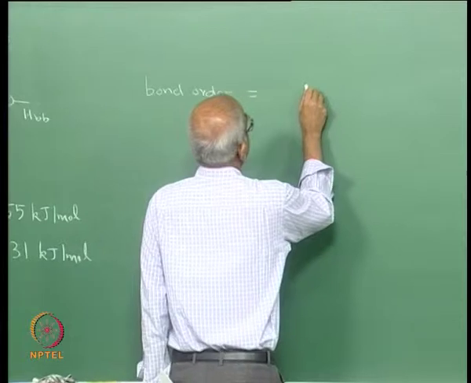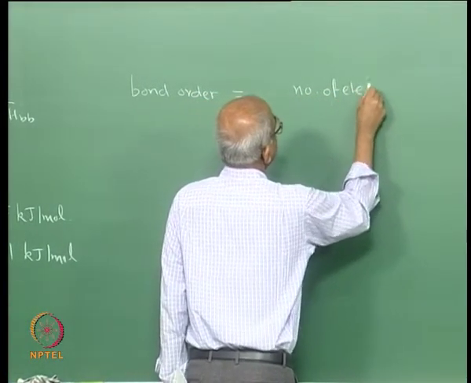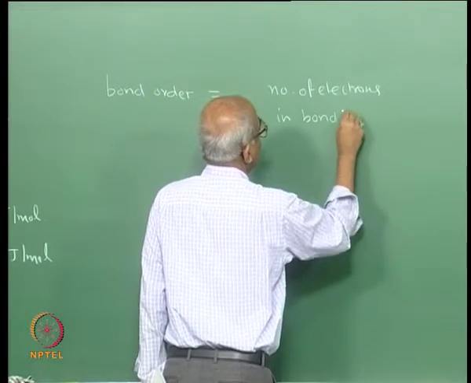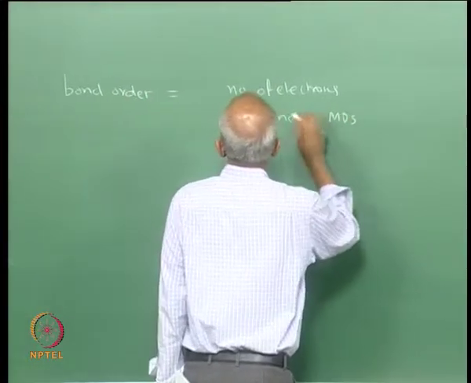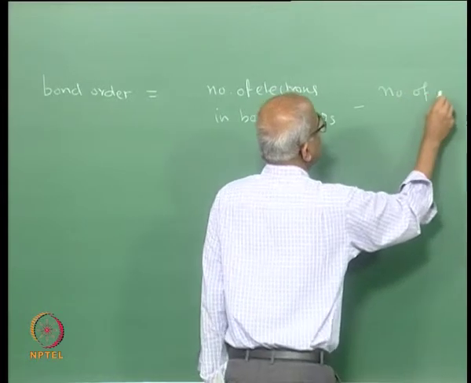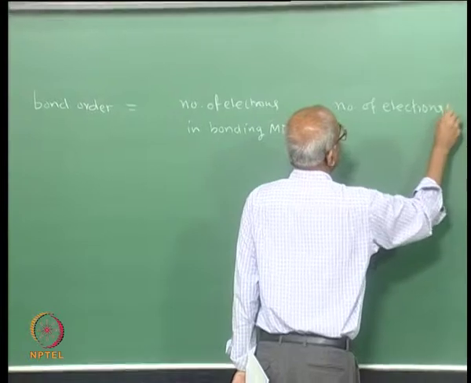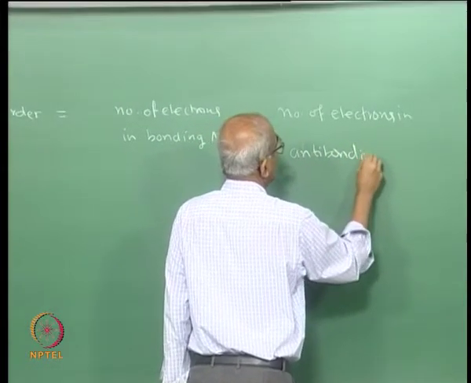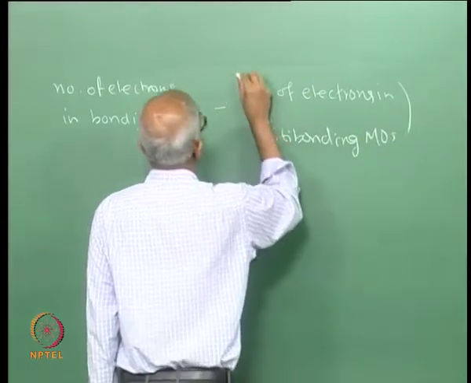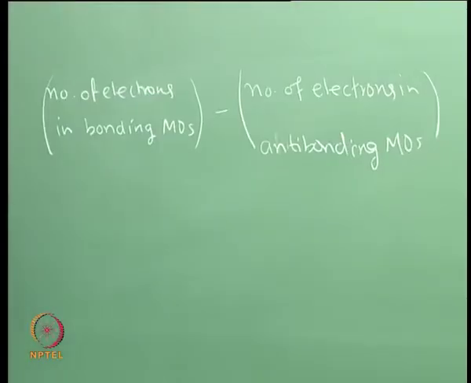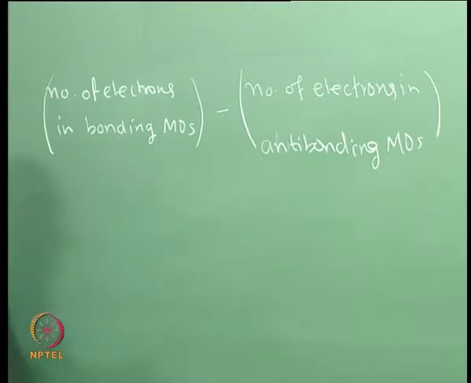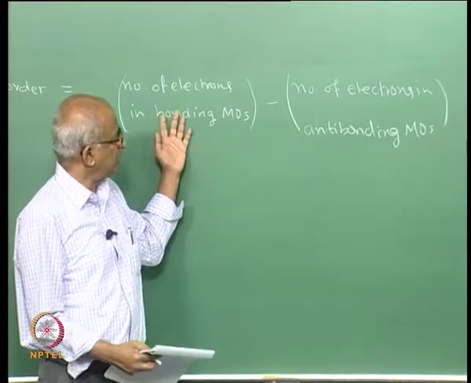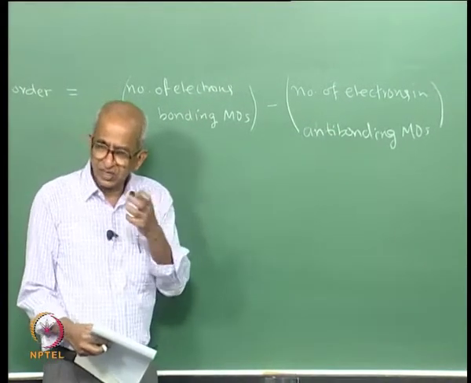So, what I am going to say is, the number of electrons in bonding molecular orbitals, minus the number of electrons in antibonding molecular orbitals. This is only natural. If you add electrons to bonding molecular orbitals, that will stabilize the system, while if you add electrons to antibonding molecular orbitals, it will destabilize the system. So, these cause stability, these cause instability, and so the net stableness will be obtained if you take the difference between these two.